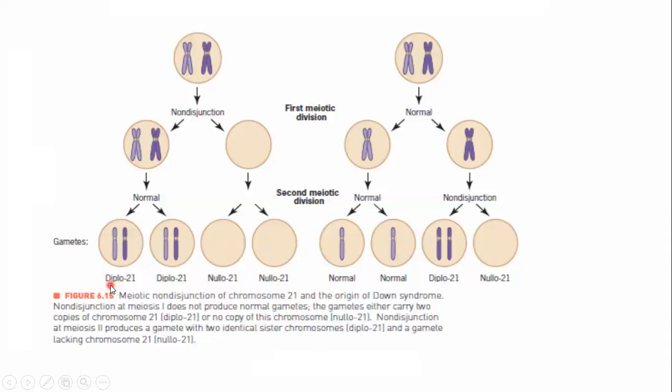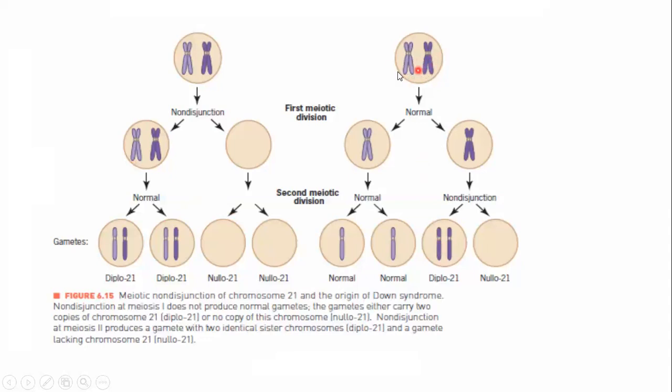So that is represented as diplo 21, means two copies of 21 are present in that gamete. Similarly, two copies of the chromosome are present in the second gamete, while the third and fourth gametes are null 21, means chromosome 21 is missing in these gametes. Similarly, non-disjunction may take place in meiosis 2.